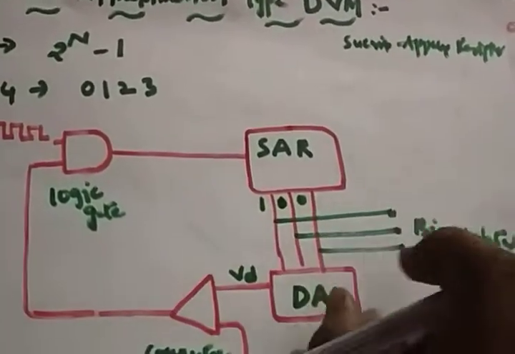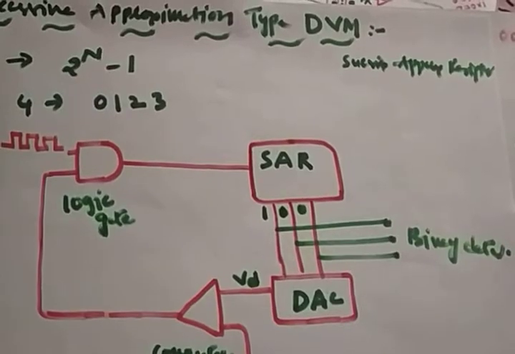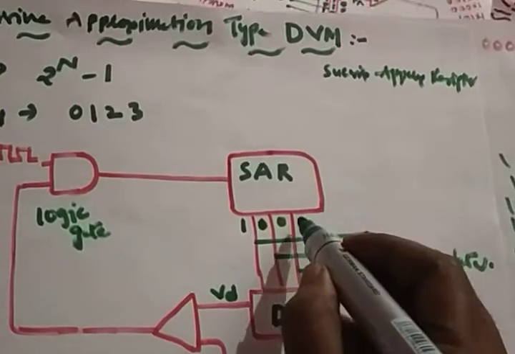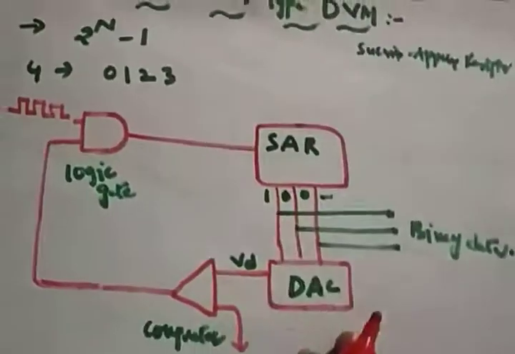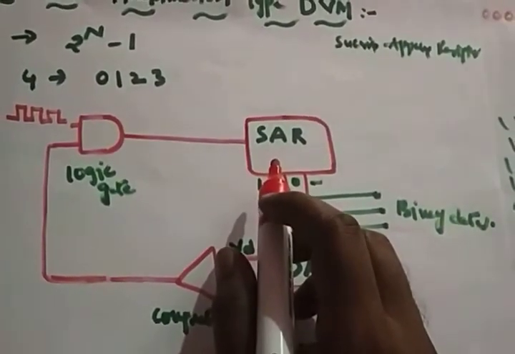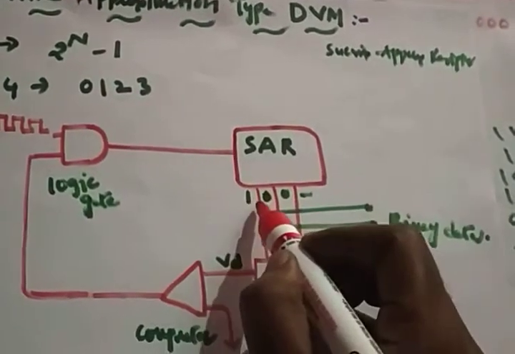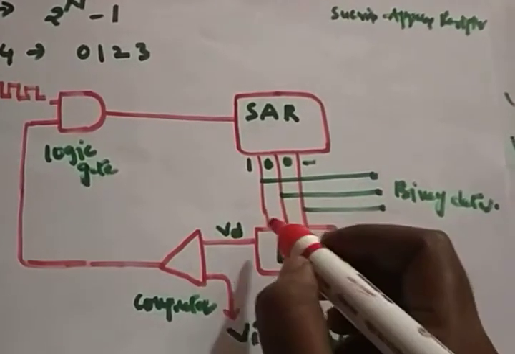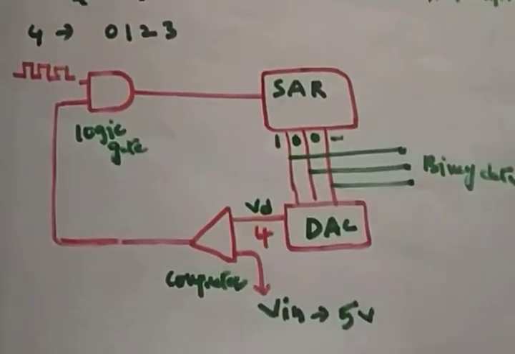So what is the value of 1 0 0? You know that 1 0 0 means 4 now. 1 0 0 is nothing but 4. Initially, the function of the successive approximation register is to set the MSB bit, so you set 1 0 0. What is the digital to analog value? The value is 4 here.